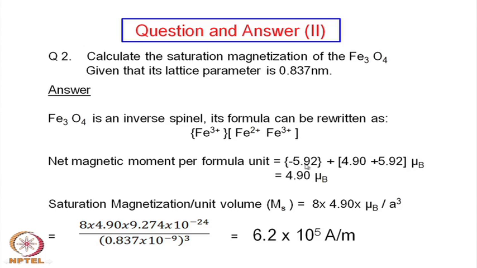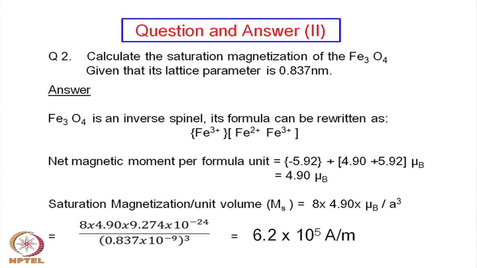Okay. This is 4.9 Bohr magneton. The 8 comes because this is a lattice parameter, so the unit cell dimension is a cubic unit cell. The total volume of course is, the unit cell is a cube, A is given, A is this value, right.